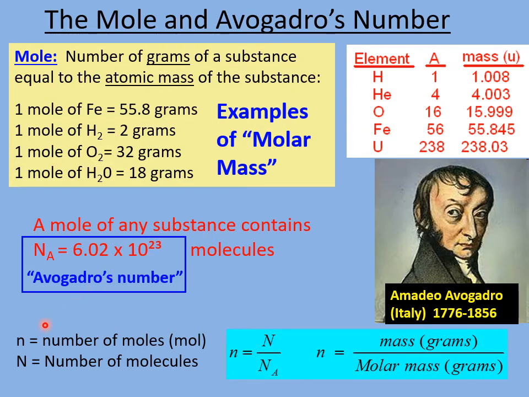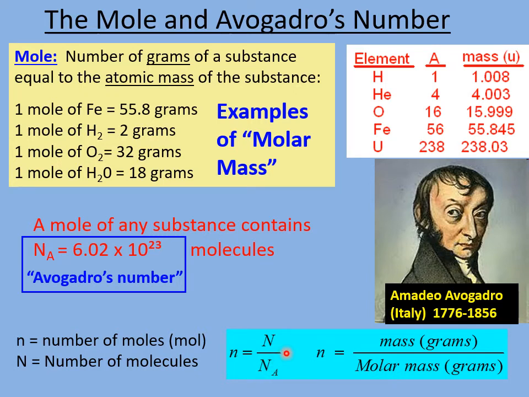We can write the number of moles as a lowercase n. By the way, the symbol for mole is mol. And remember, uppercase N, we're going to use that as the number of molecules. So lowercase n is moles, big N is molecules. So the number of moles, n, is equal to the number of molecules divided by Avogadro's number.